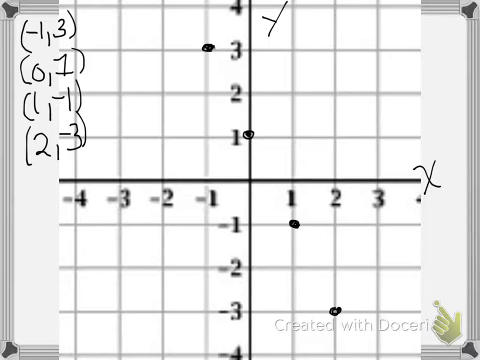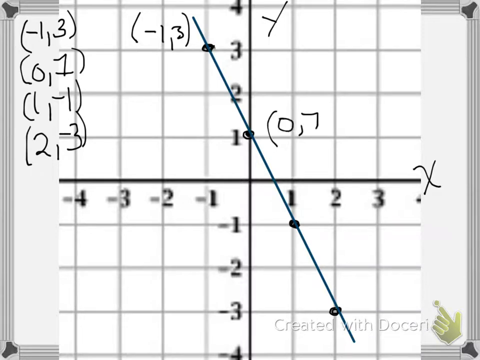So I'm going to just draw the line. Let's see if this works. Oh, yeah. Wow. First time. Beautiful. And so we could also then label our work. We can say this coordinate here is negative 1, comma 3, and this one is 0, comma 1.